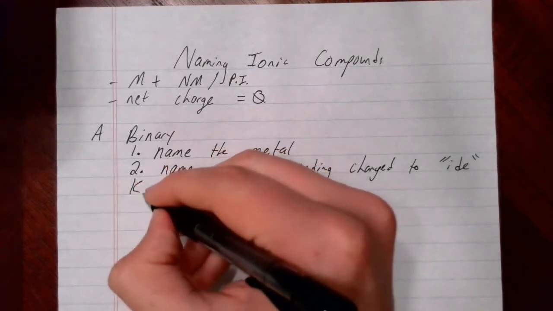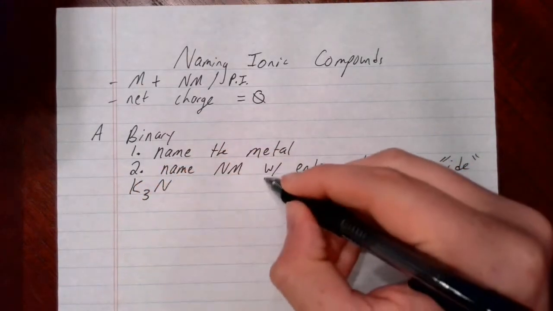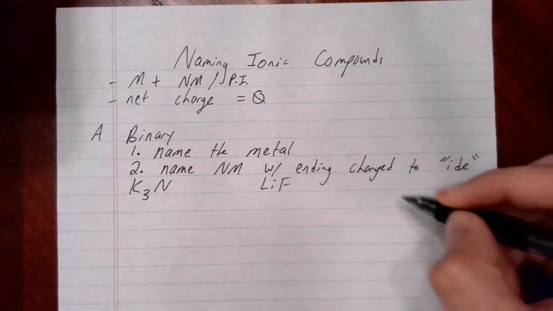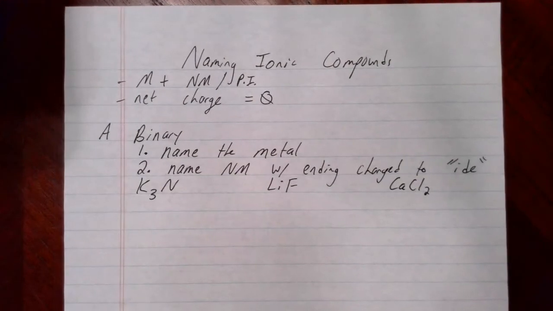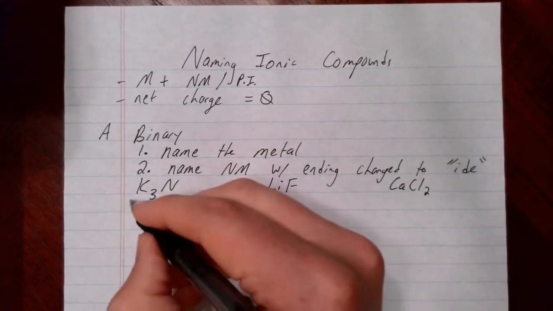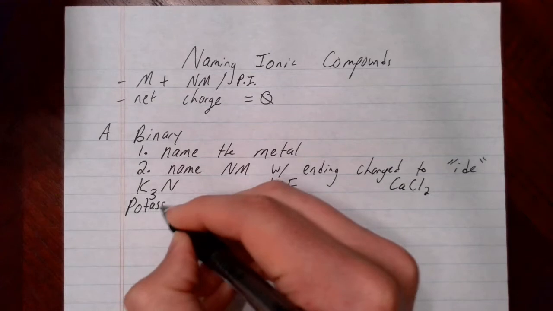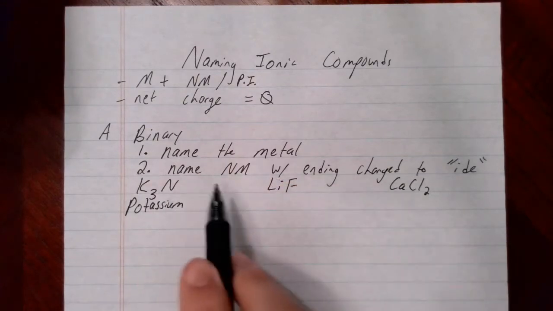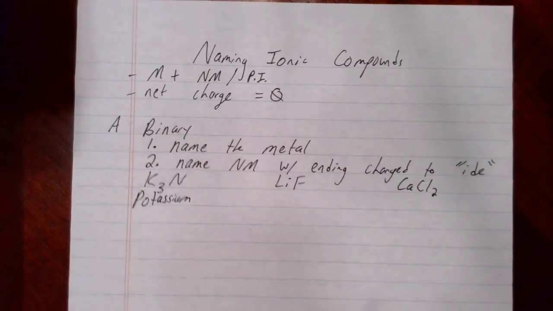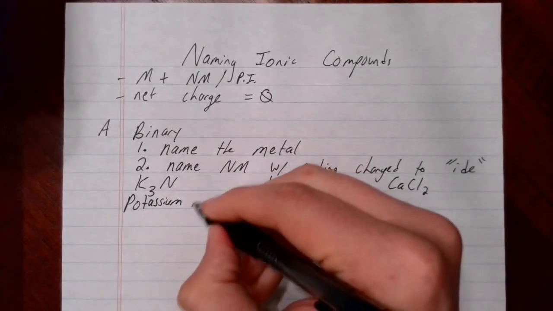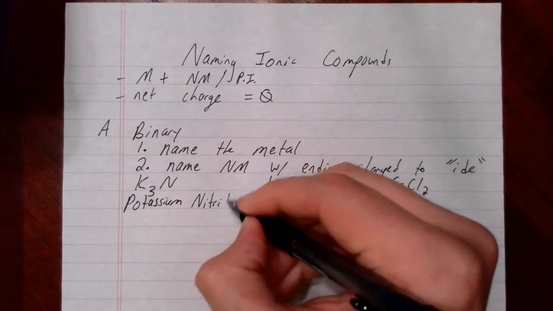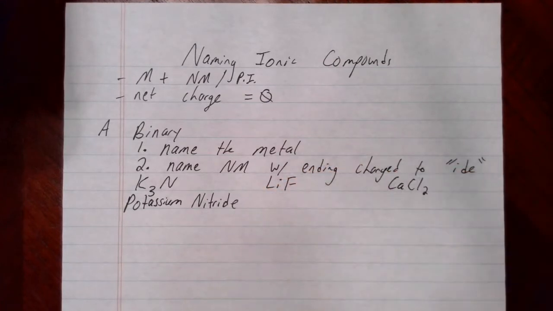So we can have K3N, LiF, or CaCl2. We name the metal, potassium. Then we name the nonmetal with the ending changed to IDE. So it's not potassium nitrogen, it's potassium nitride. I simply change the ending on that to IDE. And that's it. The name for this compound is potassium nitride.